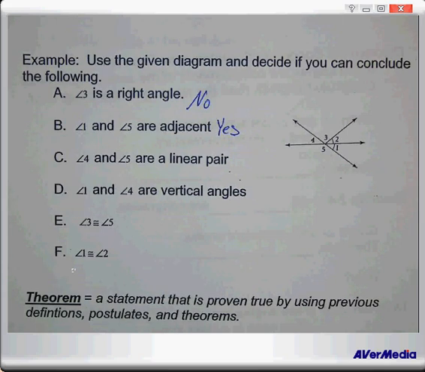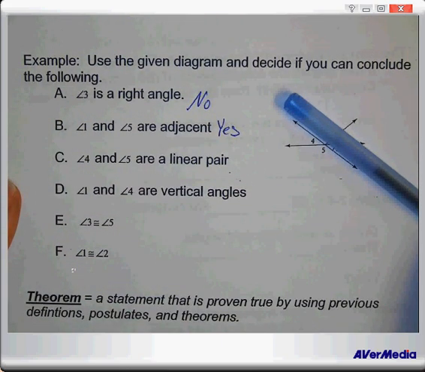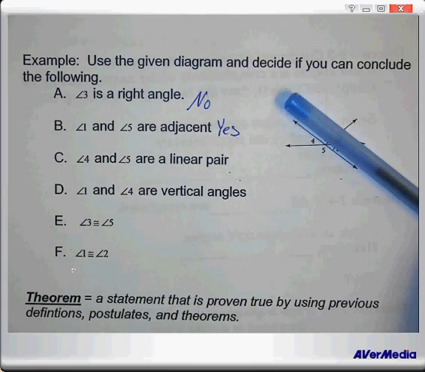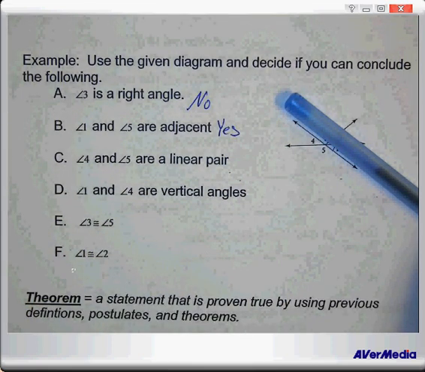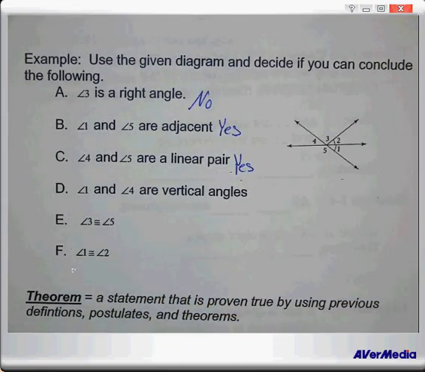Next one, can I assume vertical angles? Yes, as long as I fulfill the definition. Do I have two lines intersecting, which I do right here, and are they non-adjacent angles? Yes. Therefore, they're going to be vertical angles. Now understand, 1 and 3 are not formed by the same line, so that's why they're not considered vertical. They have to be straight across from each other.